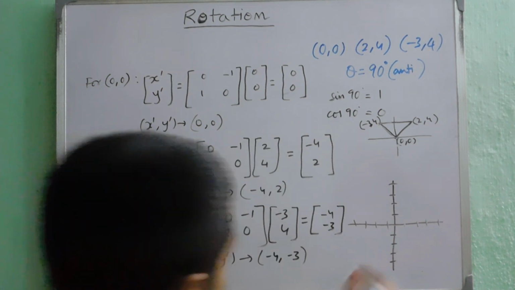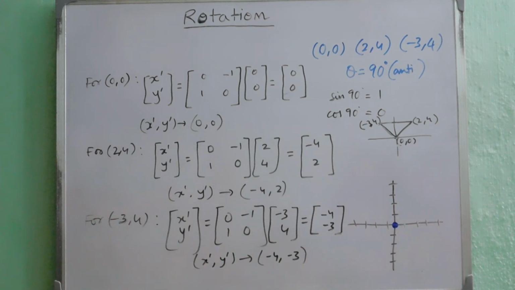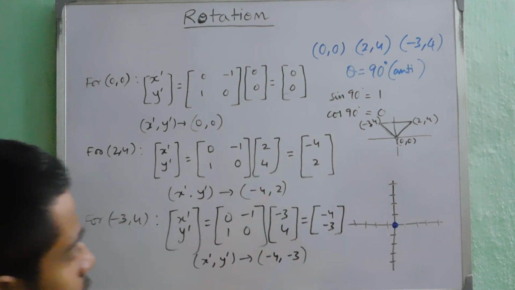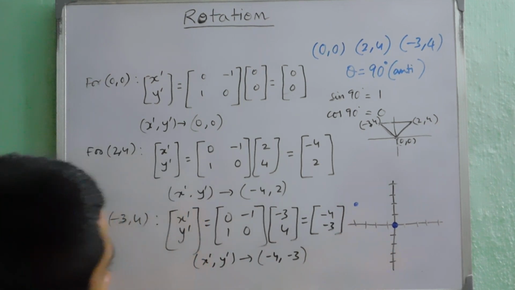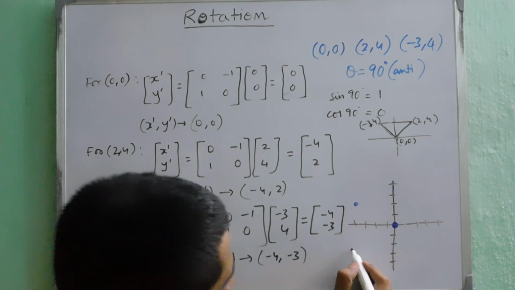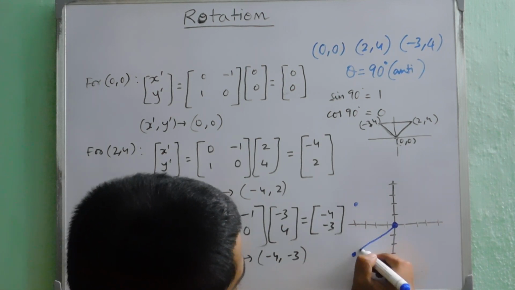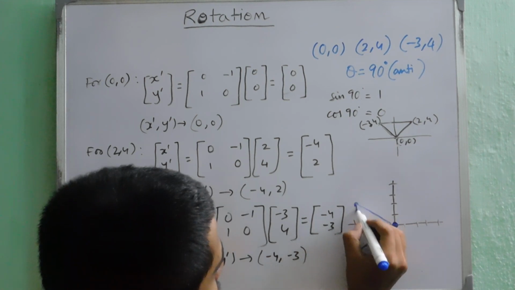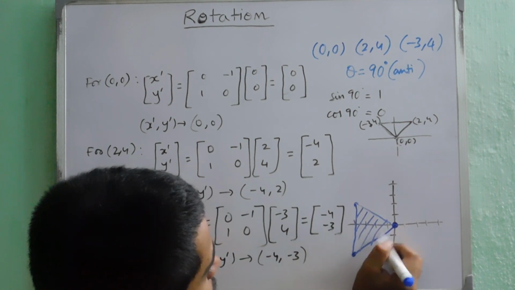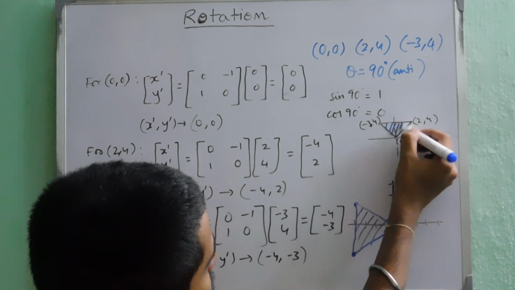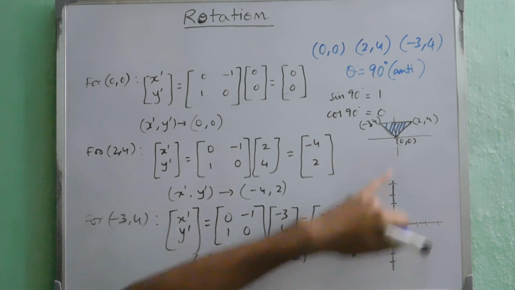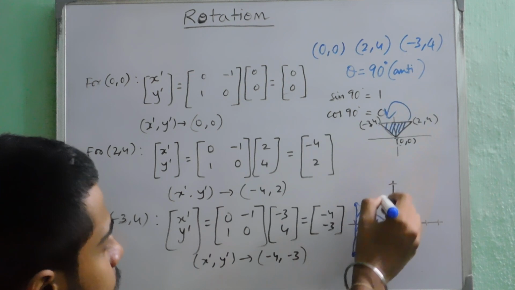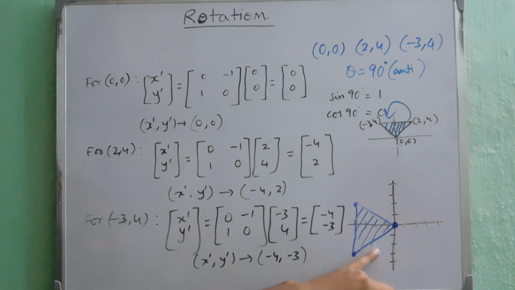The first one is 0 comma 0, so it will be here. The second one is minus 4 comma 2, that means here. And the last one is minus 4 comma minus 3, that means here. So our new triangle is this one. Our original triangle was like this, and it has been rotated by 90 degrees in the anti-clockwise direction, that means in this direction. So it's now like this. Okay, so this was all about rotation.